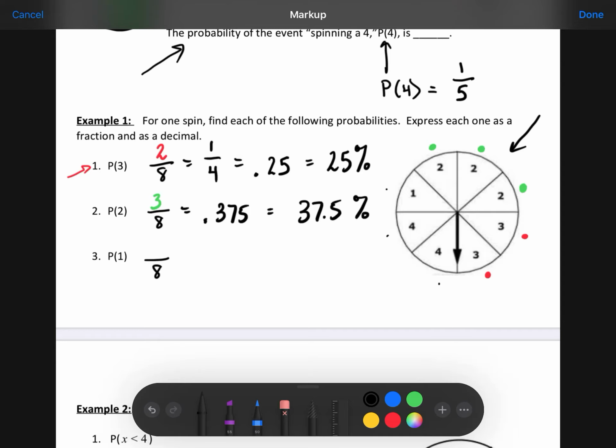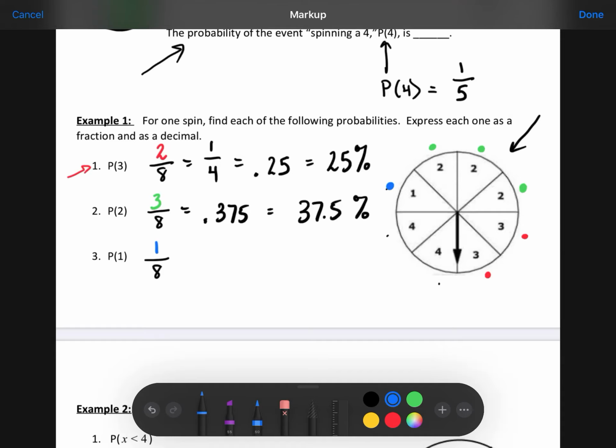And I hope that you're writing down what I am. You don't have to write down what's typed on the page, just maybe what I write. And the probability of spinning a 1, there's only one 1 over here, isn't there?